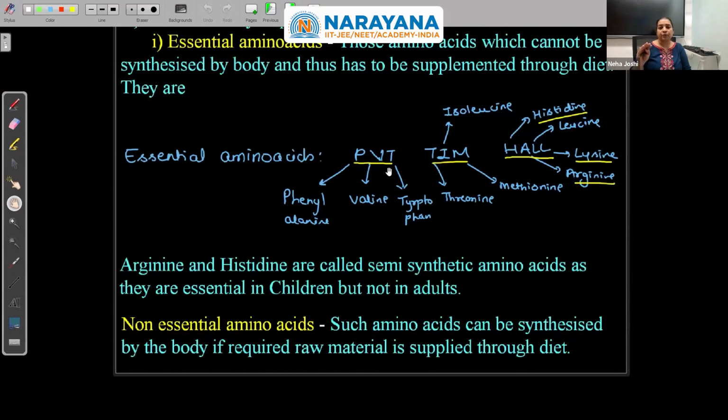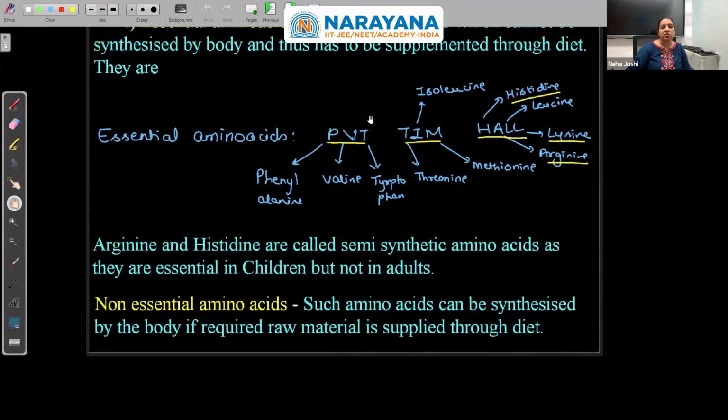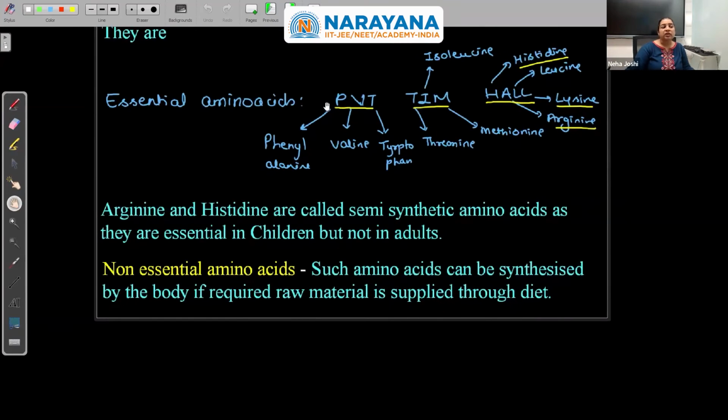Private Tim Hall. Okay, Private Tim Hall. Now, Private Tim Hall, again, you will have a problem. Which one is which? Yes, but still now you can remember how many of them are essential amino acids. 1, 2, 3, 4, 5, 6, 7, 8, 9, 10. 10 are essential amino acids.